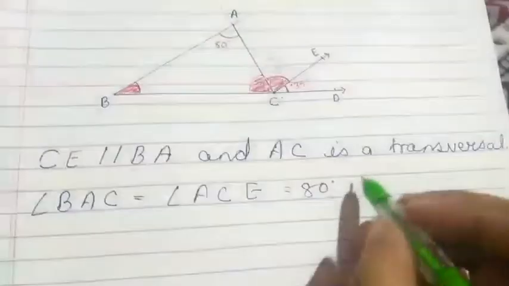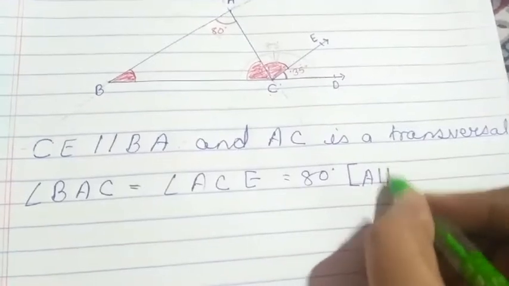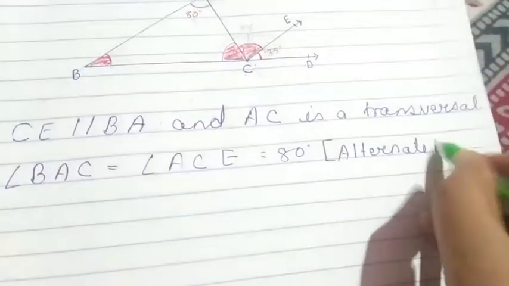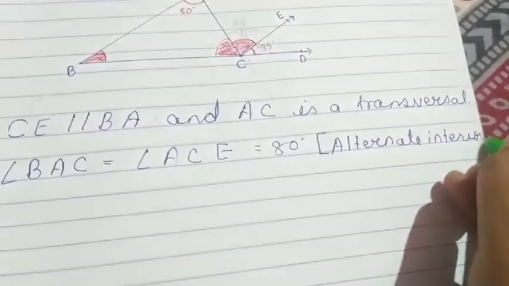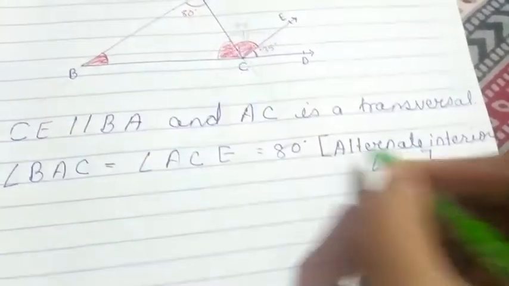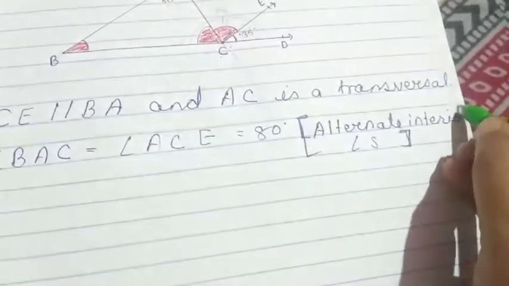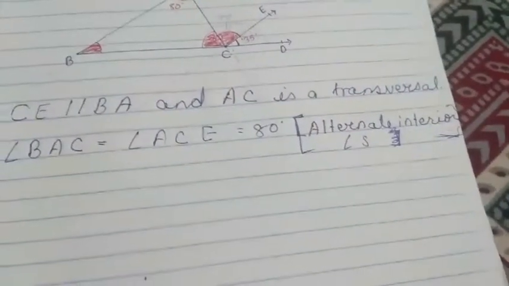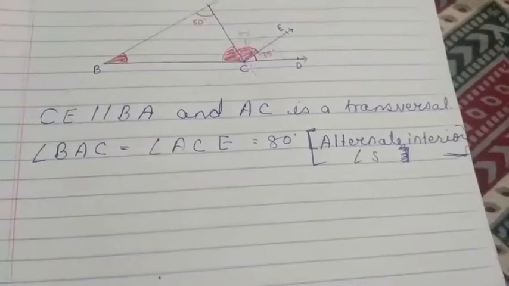By which property? The property name is alternate interior angles. So this is the property. You can do it like this, this is better. So one angle you got is 80 degrees.